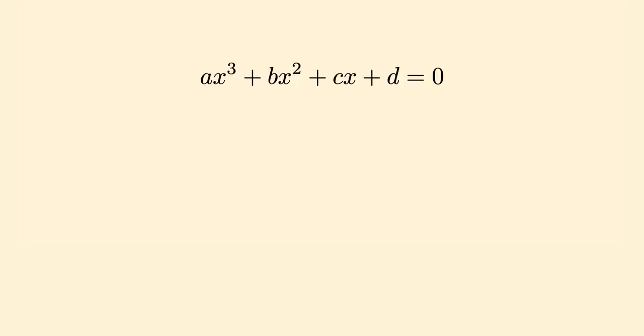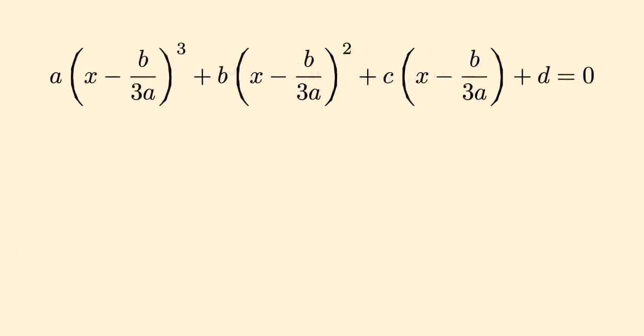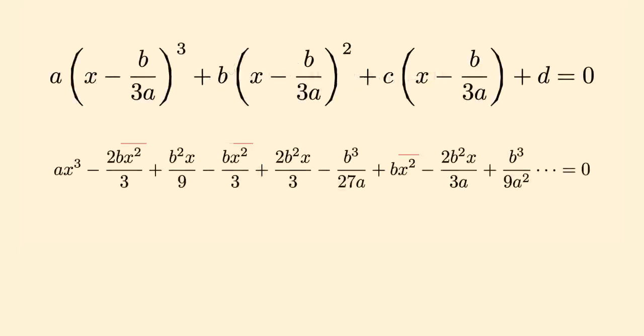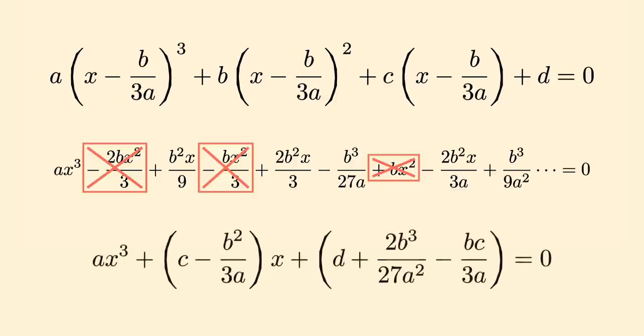If you substitute for x minus b over 3a, then all the x squared terms cancel out. This is the way to turn any general cubic equation into a depressed cubic, which can then be solved by Tartaglia's formula. Cardano is so excited to have solved the problem that stumped the best mathematicians for thousands of years, he wants to publish it.